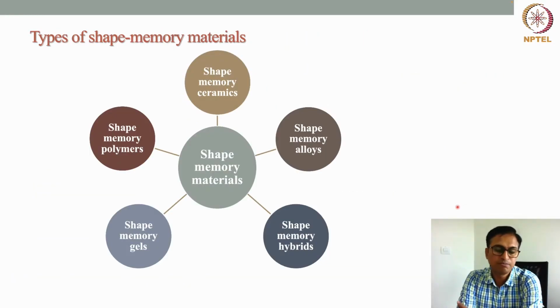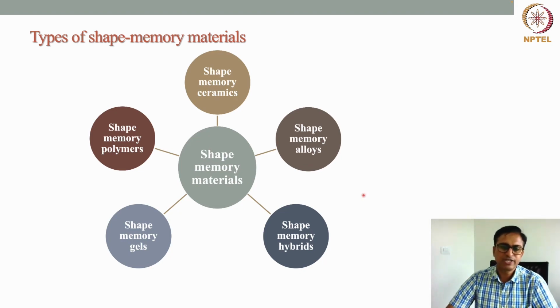So there are different shape memory materials. The different shape memory materials are being used for 4D bioprinting, because these materials are mostly smart materials, as we said, because the change of the structure can happen due to some stimulus, and then the changes can be reversible. There are different types of shape memory materials, like shape memory ceramics, alloys, hybrids, gels, polymers. All these different types of materials are possible. So please read the literature. You will find many more examples of these different shape memory materials.